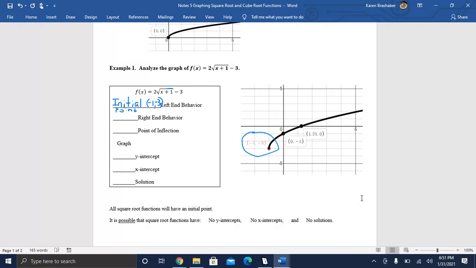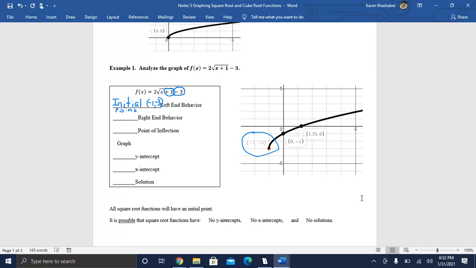Now I would like for you to notice as you go through the assignment that the x of that initial point will always be the opposite sign of the number inside the square root. And the y of that initial point will always be the same sign number as what's outside of the square root. So again, the initial point will always be the number with the opposite sign from inside the square root. That will be the x. And then the y will be the exact number, including the sign, from outside of the square root.